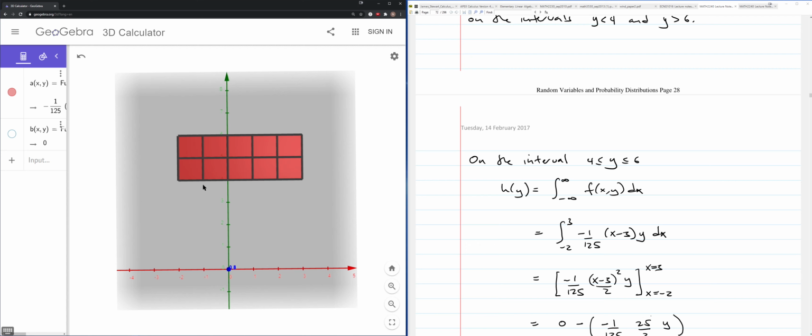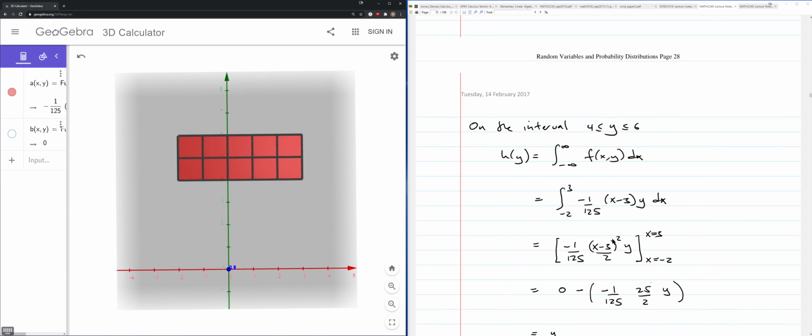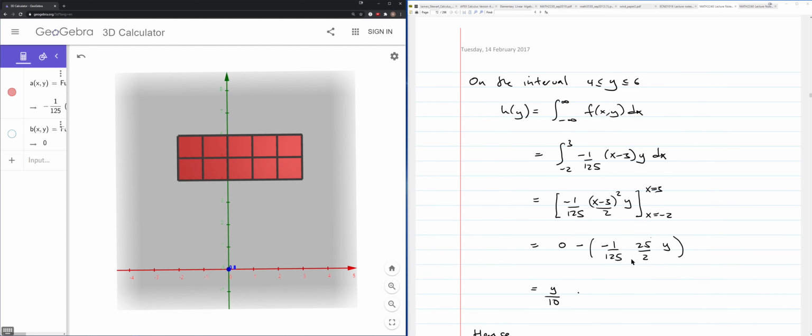If you integrate anywhere else, you would just be integrating 0, which would give you 0 and would not contribute to your answer. So the integral dx between minus infinity and infinity reduces to the integral between minus 2 and 3, which is what I have over here. Now I just use my definition. I'm integrating with respect to x, so when I integrate x minus 3, I get x minus 3 squared on 2. I put in my x values, x is equal to 3 and x is equal to minus 2, and this is what I get.